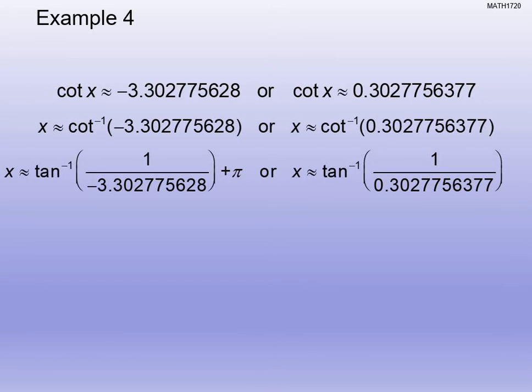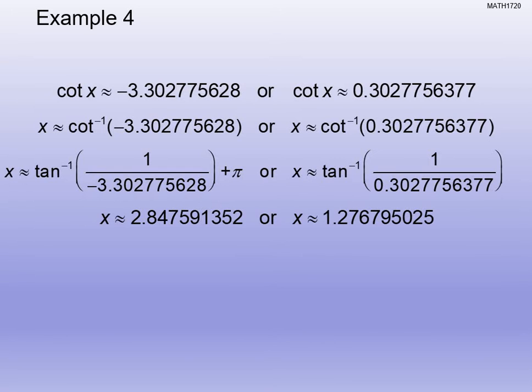And then remember the -1 we have to add pi to, so that we're in the right quadrant. So make sure that you're putting these in your calculator correctly to get the values for x. So you should get 2.84 and 1.27 when you do this problem. Okay.